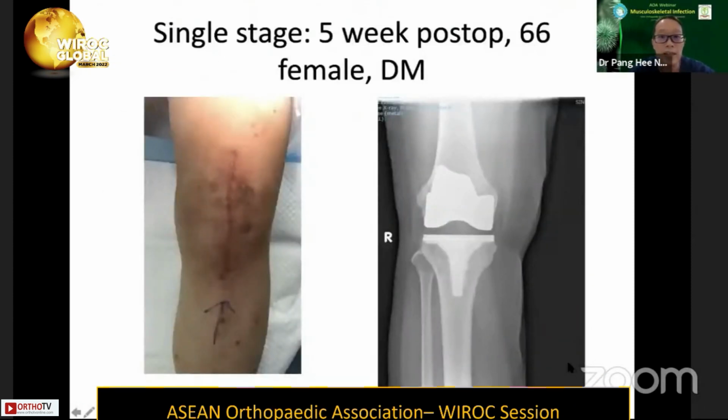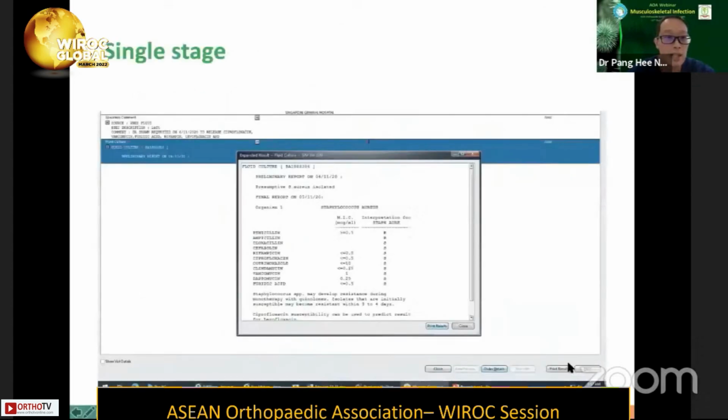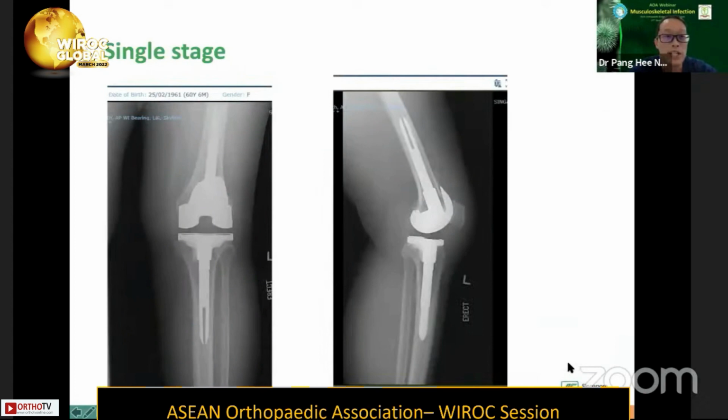For single stage, this will be an example of a patient who is stable, 5-week post-op, complaint of persistent right knee pain and CRP being persistently elevated. Okay. Knee aspiration grew Staphylococcus aureus, okay, from the knee tap, and she underwent a single stage operation.